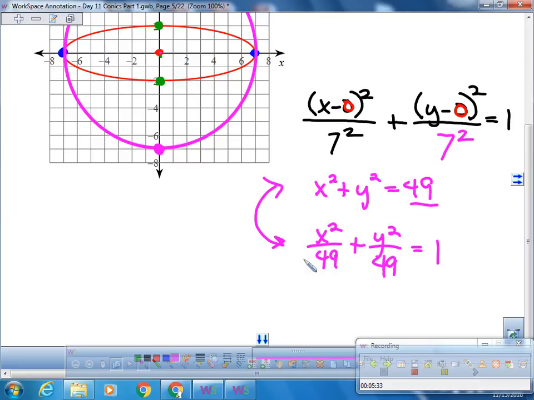What does the 1 have to do with it? Well, when you divide both sides by 49, you get 1. Right?